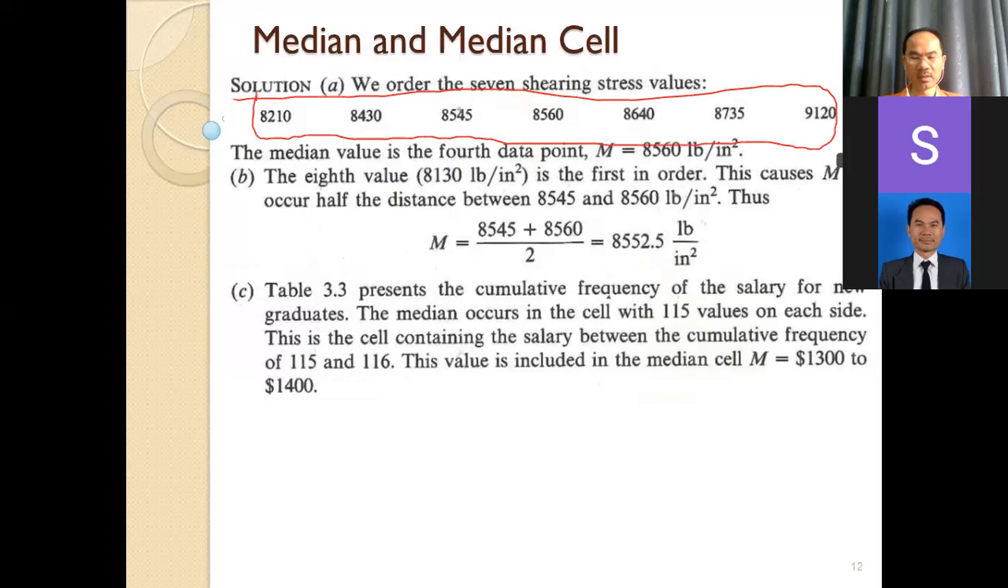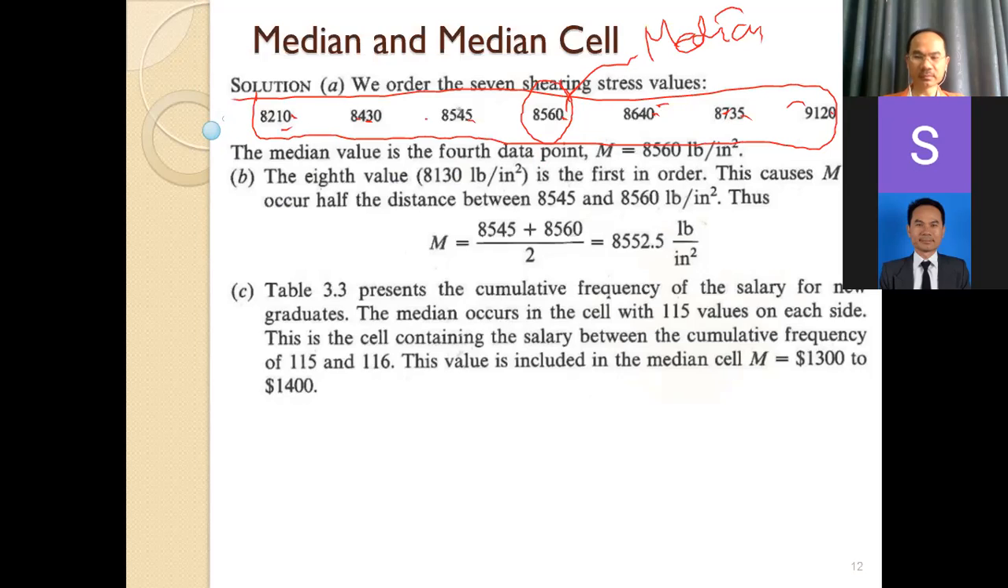Okay, the median should be the center value. 1, 2, 3, 4, 5, 6, 7. The median should be number 4. 1, 2, 3 on each side. We call this the median value: 8,560 pounds per square inch.